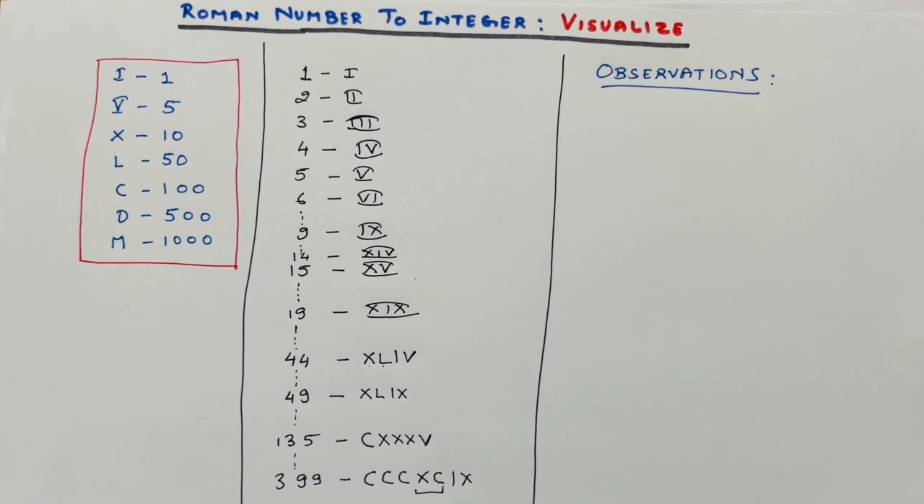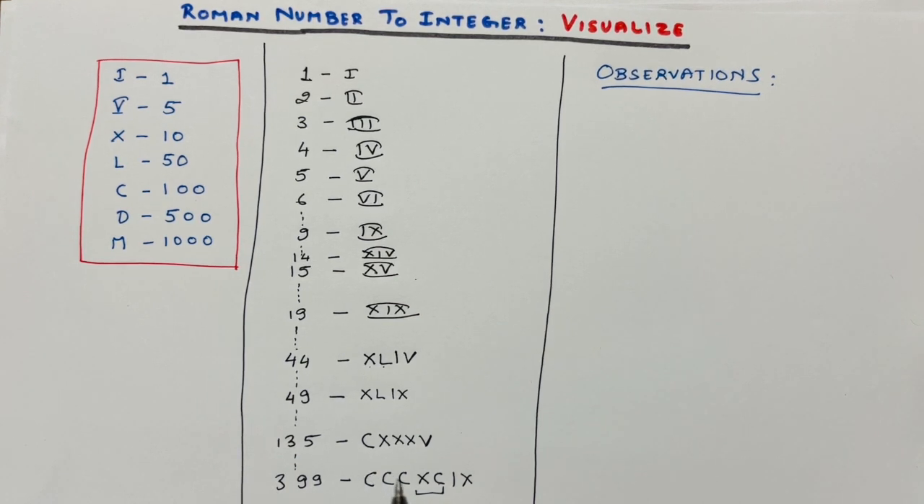So we can definitely make a few observations here. First observation is that sometimes we have to read parts of the string clubbed together and not individual characters. For example, here we are reading C as an individual character for 100, but here we are not reading C directly as 100, but we are reading XC together and saying that this value is 100 minus 10, which is 90. So sometimes we will have to read parts of the string together.